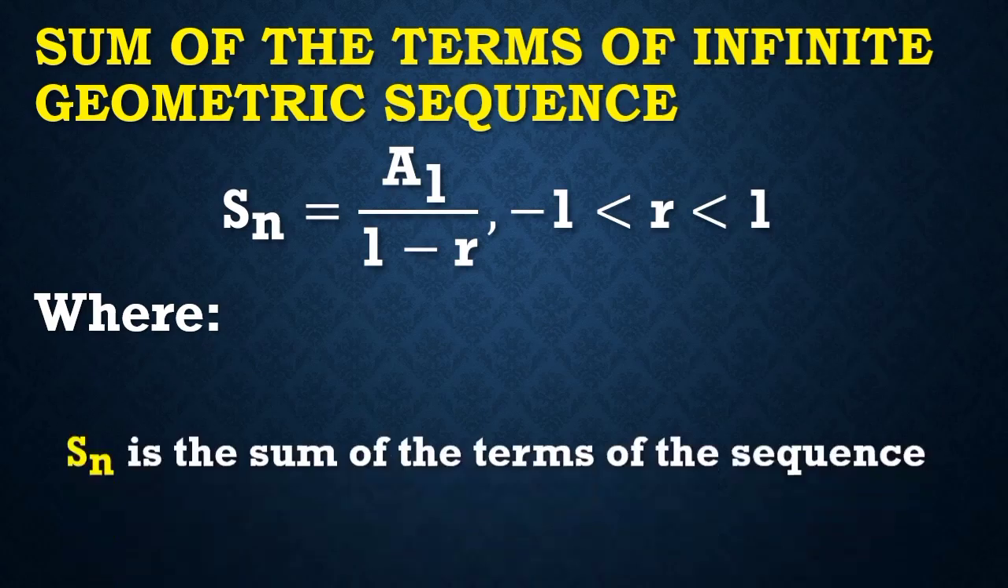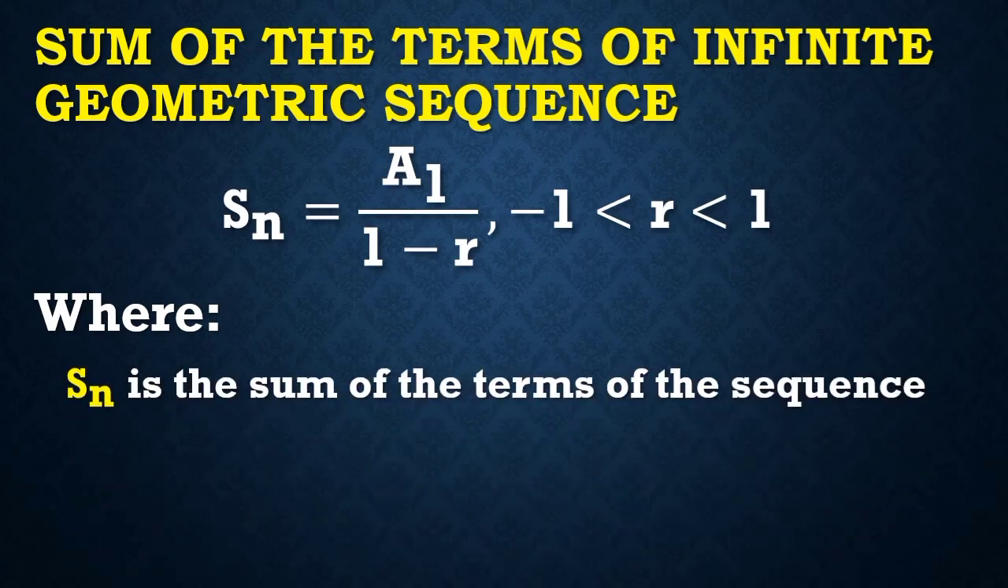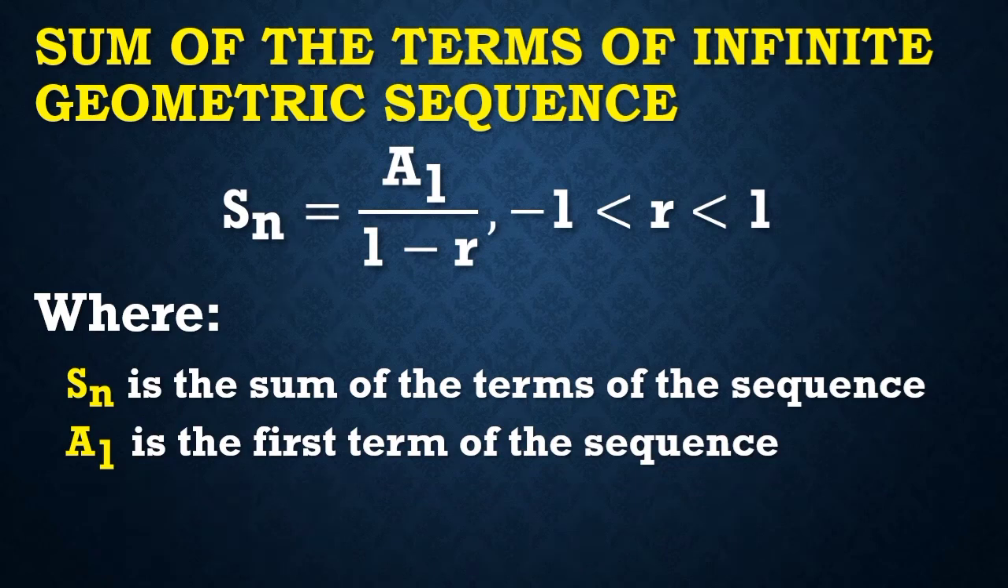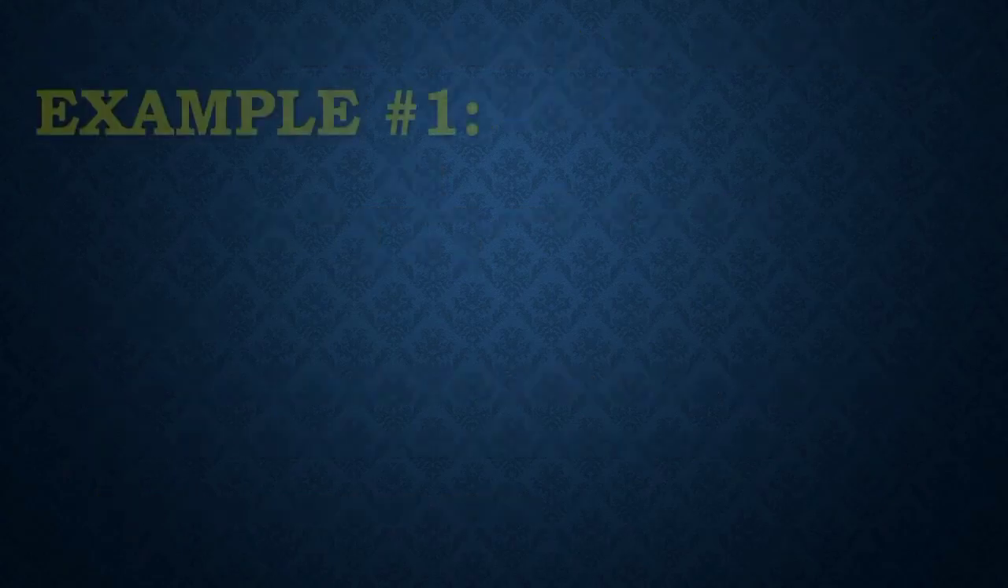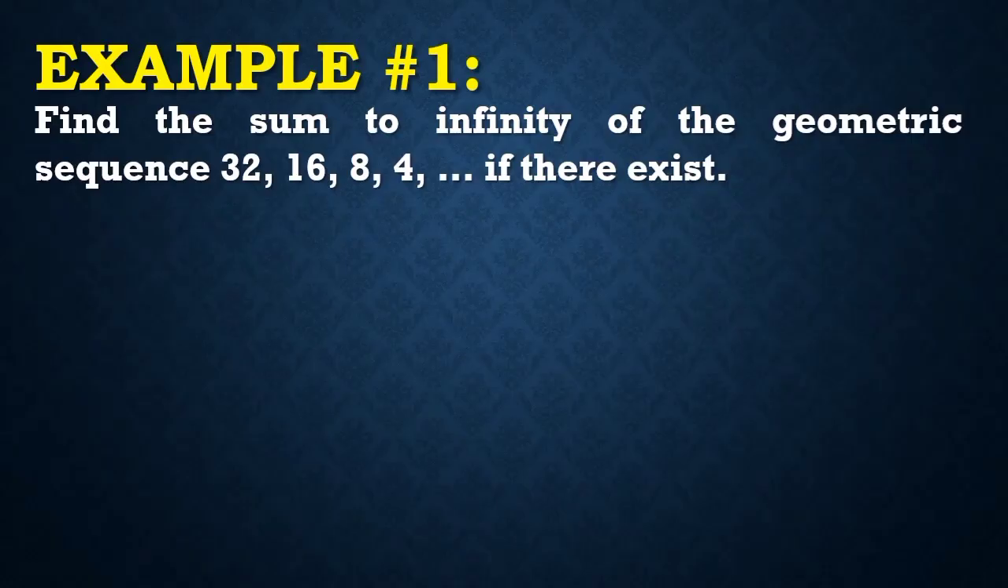So, where S sub n is the sum of the terms of the sequence. So, sum to infinity po ang tawag natin pag infinite geometric sequence. And then, a sub 1 is the first term of the sequence. R is the common ratio. So, let's have the first example. Find the sum to infinity of the geometric sequence 32, 16, 8, 4 if there exists.